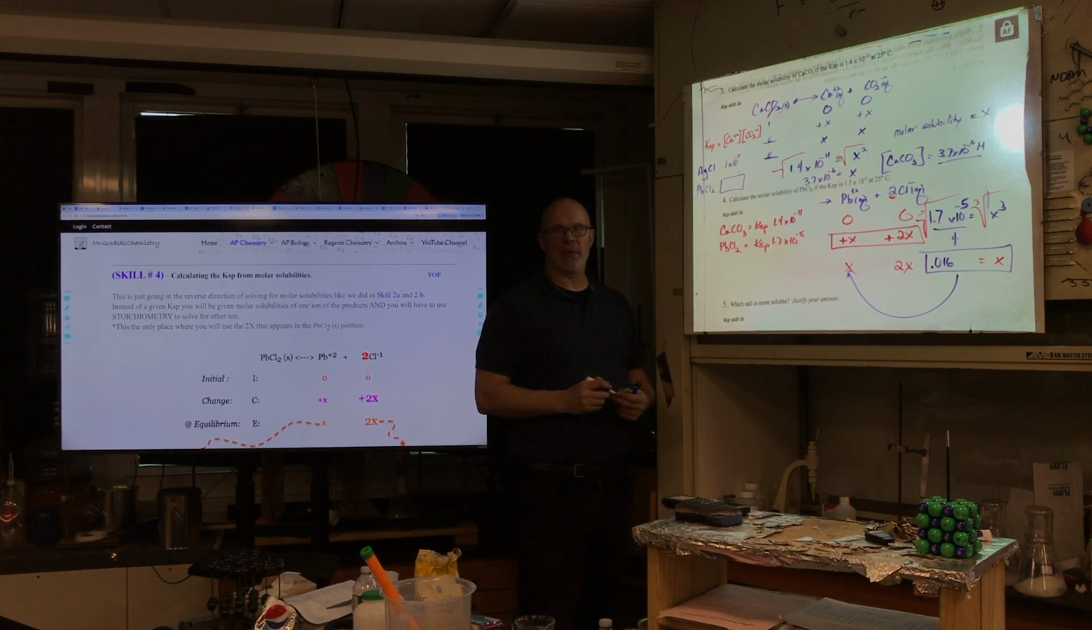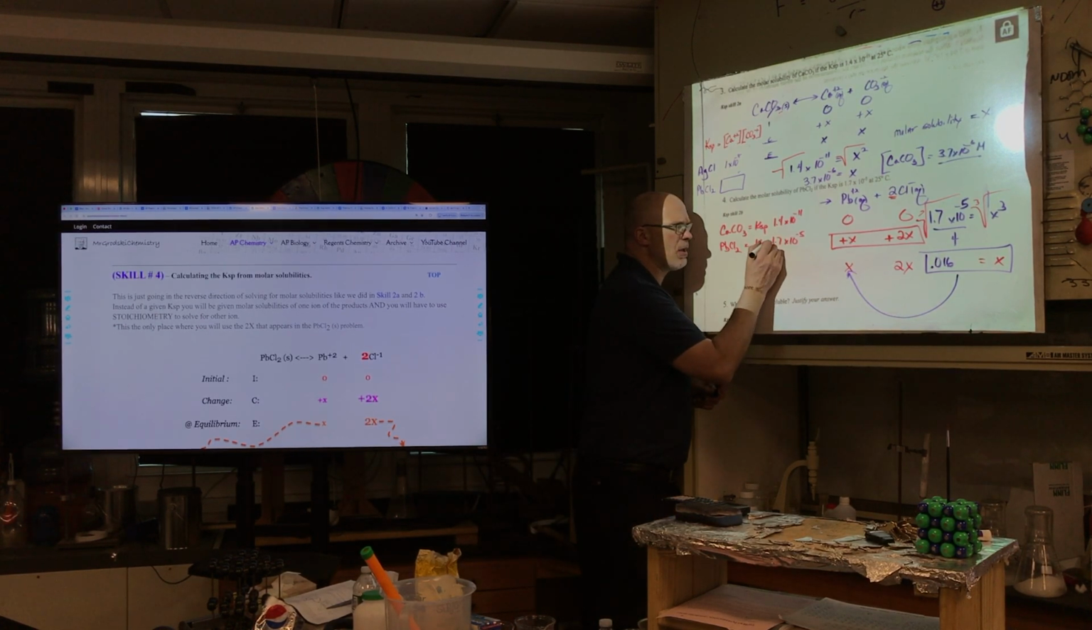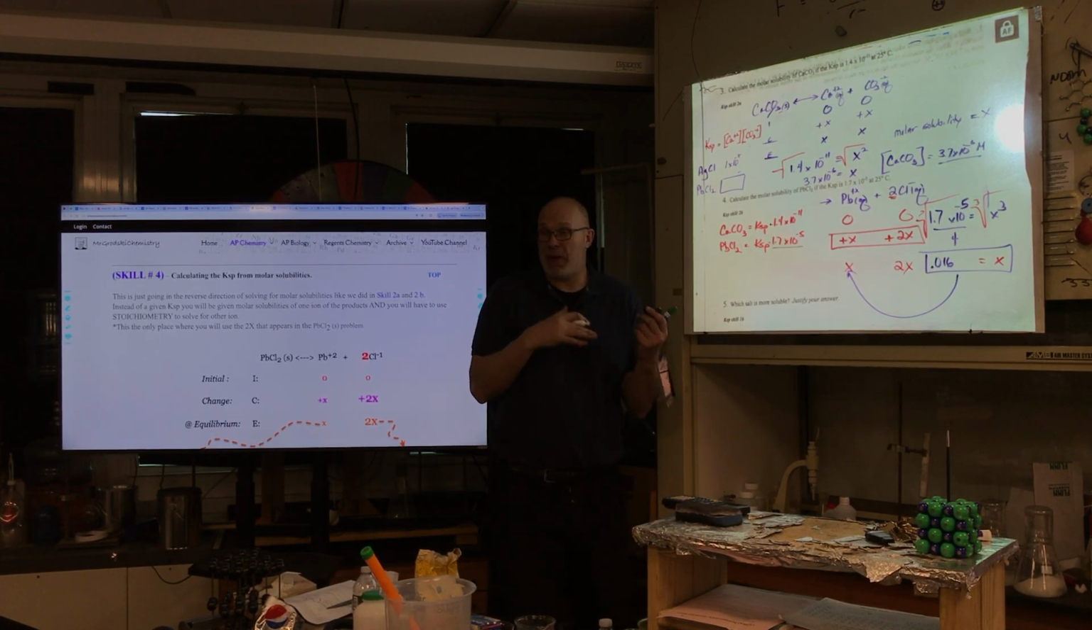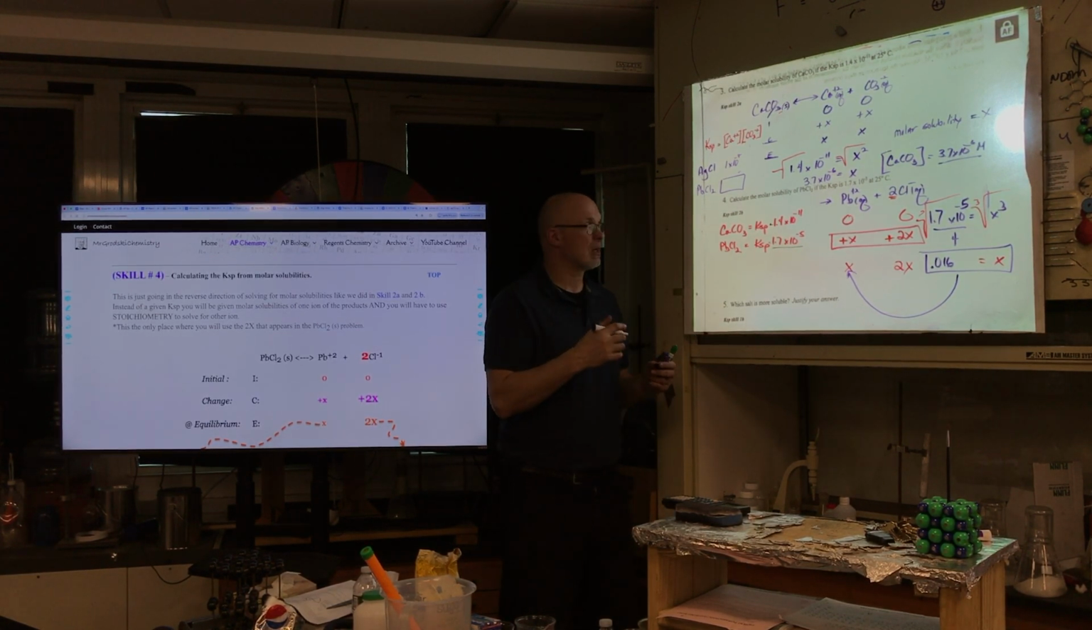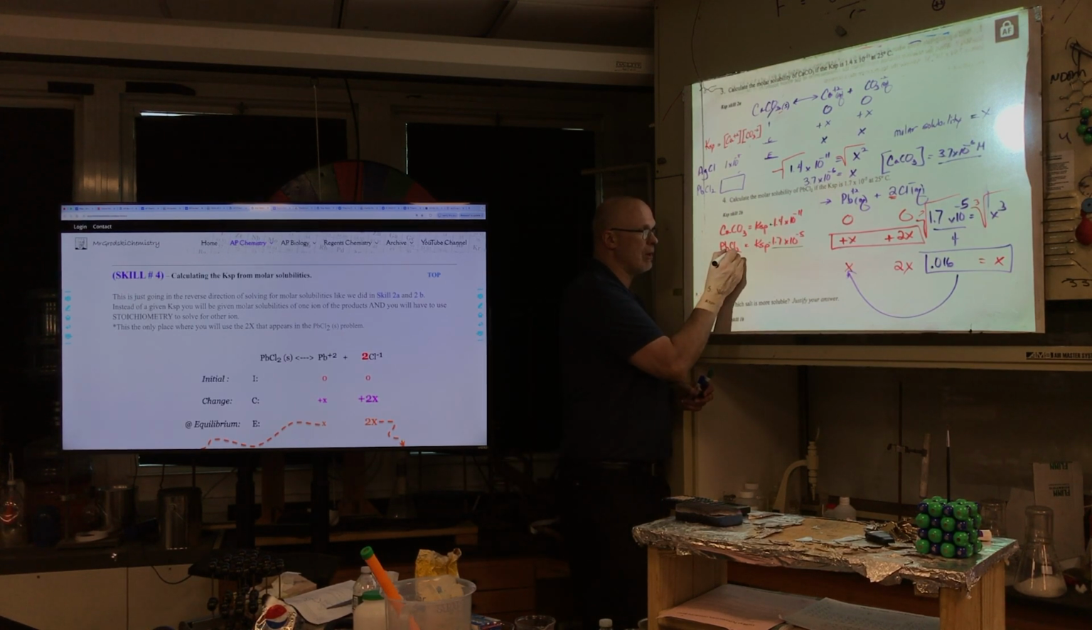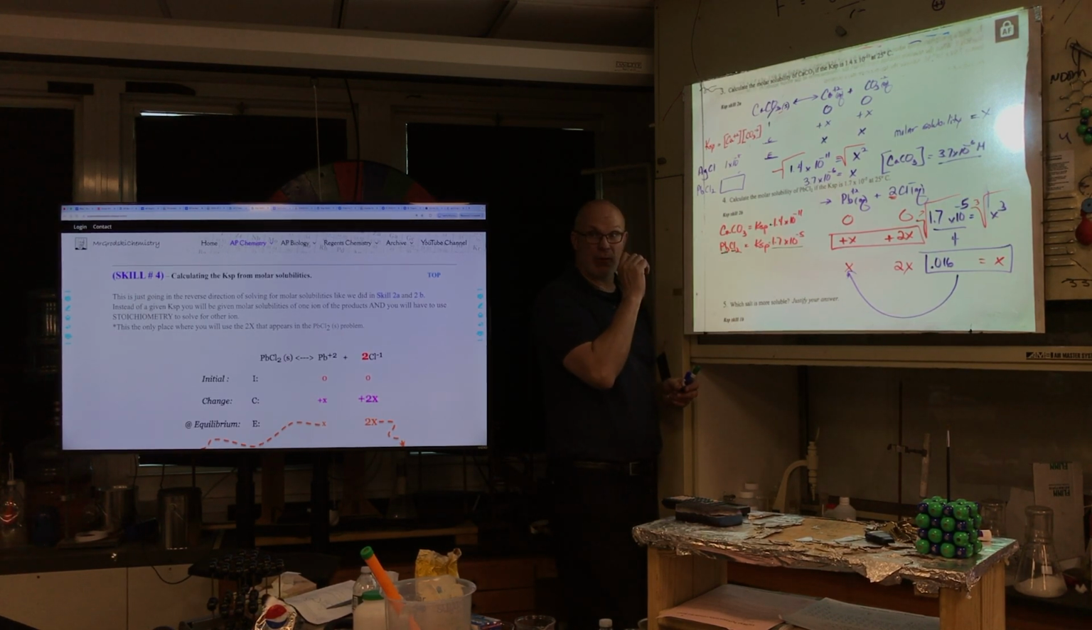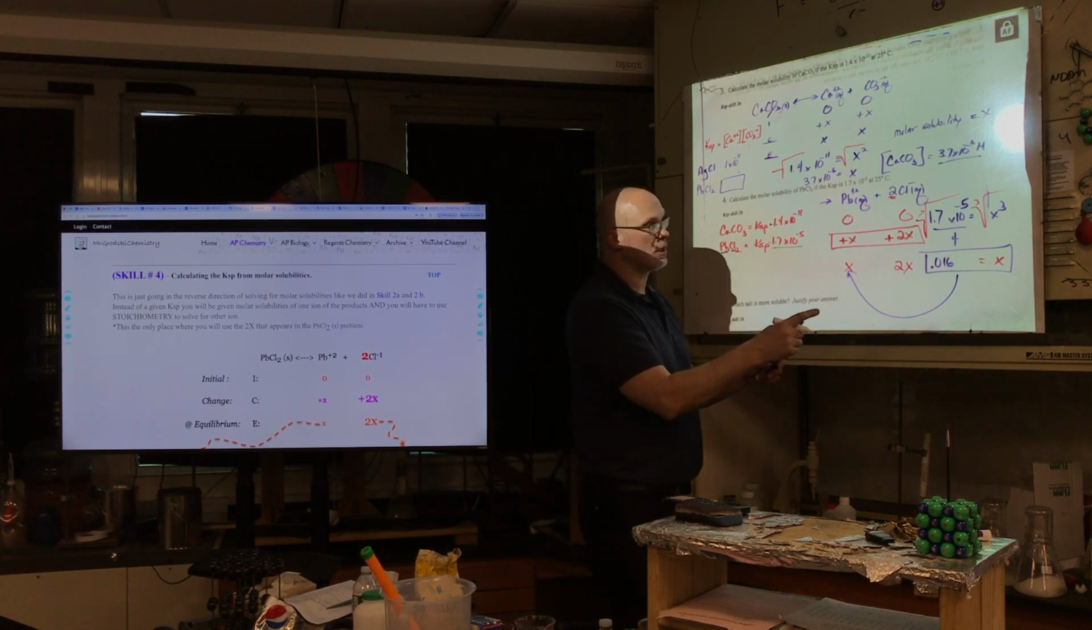Now, if you eyeball this, you'd say clearly lead chloride is more soluble because its value for KSP is so much bigger. And it winds up being that, but you can't compare salts that have different formulas or different ratios. You have to actually solve for it.